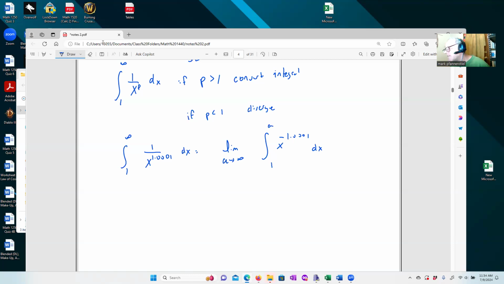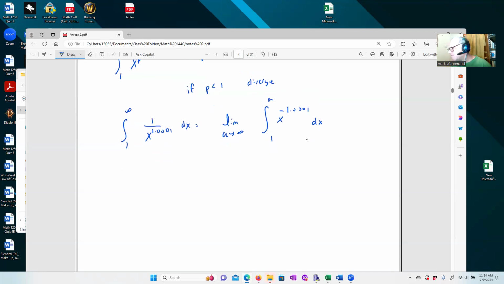And the same rules apply there. We're just going to add 1 to the top and then divide by what we have left. So this is going to be the limit as a goes off to infinity. We have x to the, I add 1, negative 0.0001 divided by negative 0.0001, and we're going from 0 to a.